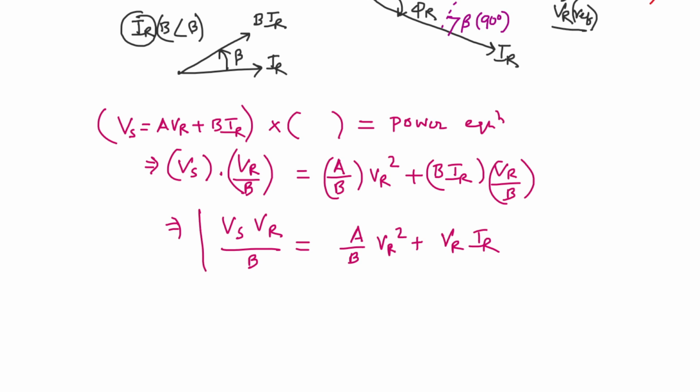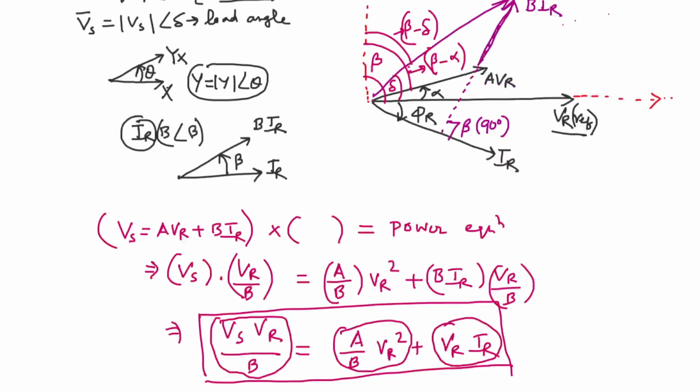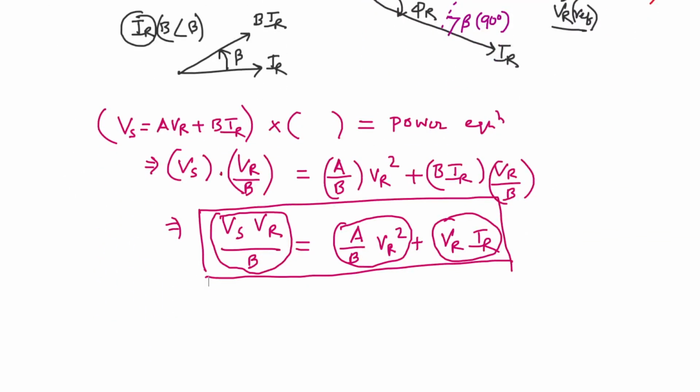So now we have a power equation. We have VR IR, which is a power. We have A by B VR square, which is also a power dimension, and we also have Vs VR by B, which is also a power dimension. So this equation has a power dimension. Now what is the basic difference between this equation and this equation?